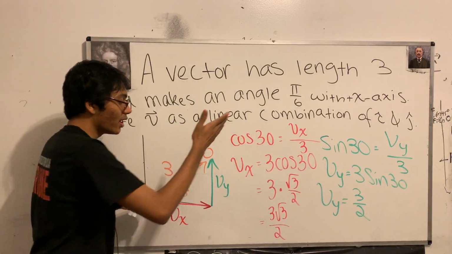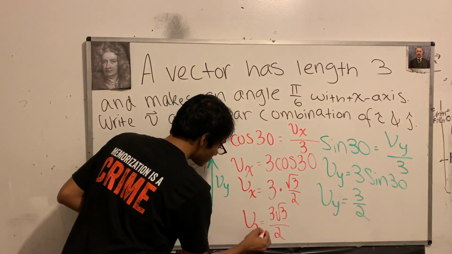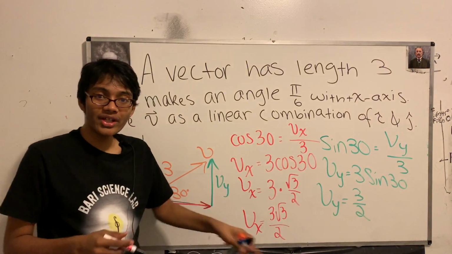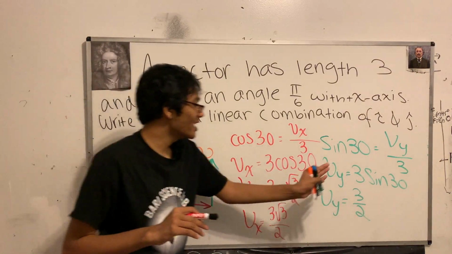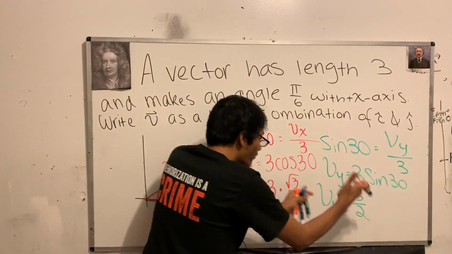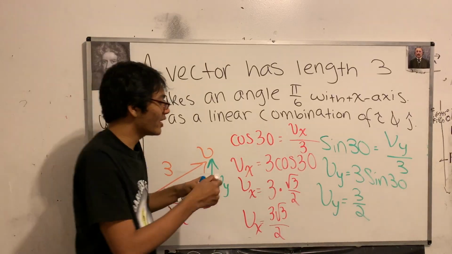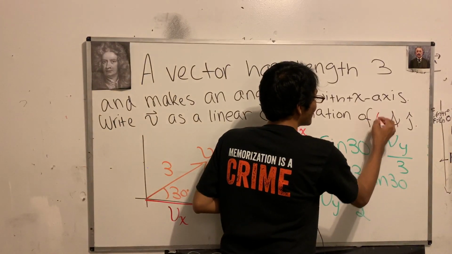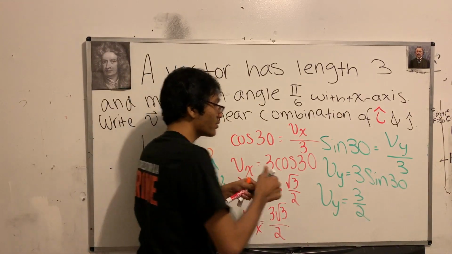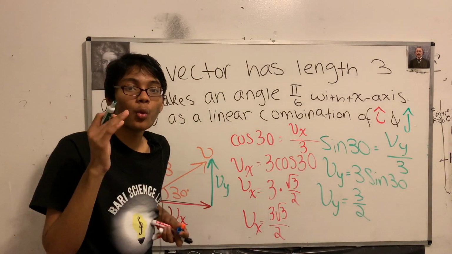So we have the horizontal component of our vector, vx, and the vertical component of our vector, vy. Our horizontal component is 3 root 3 over 2. Our vertical component is 3 over 2. Now, how do we express the horizontal and vertical components as a linear combination of i hat and j hat? If you really want me to color code it for you, i hat can be in red because it's the unit vector in the x direction, the horizontal direction. j hat can be in green because it's the unit vector in the vertical direction, the y direction.